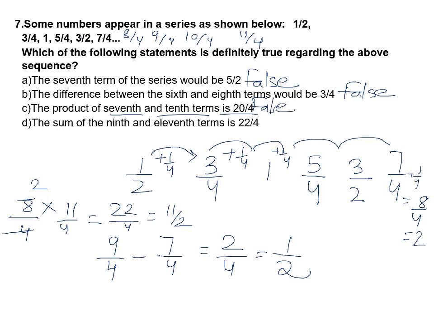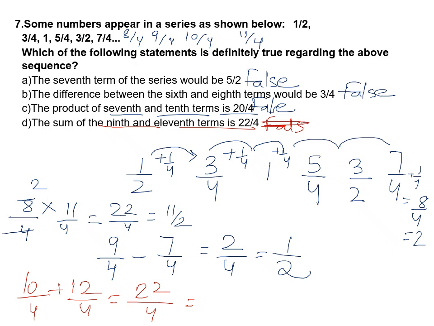Moving on to the next D part. D part says the sum of the 9th and the 11th term. The 9th term is 10 by 4, and 11th term will be 12 by 4. That is 22 by 4. So the sum in the 9th term is 22 by 4. That is true. I'm sorry, that is true. We calculated the 7th term, 9th term and the 11th term. The sum is coming out to be 22 by 4.